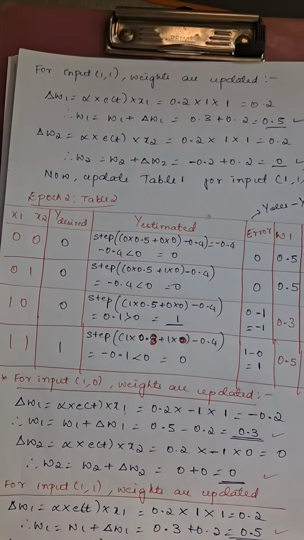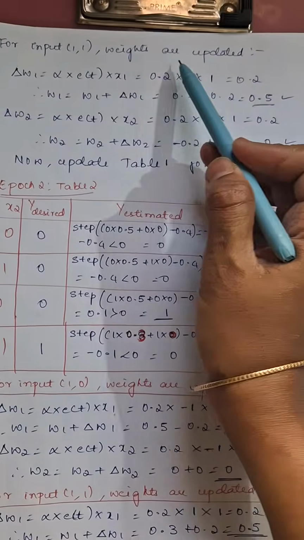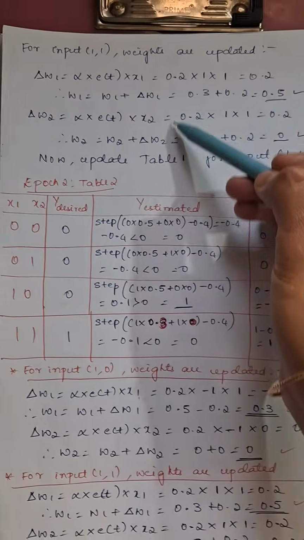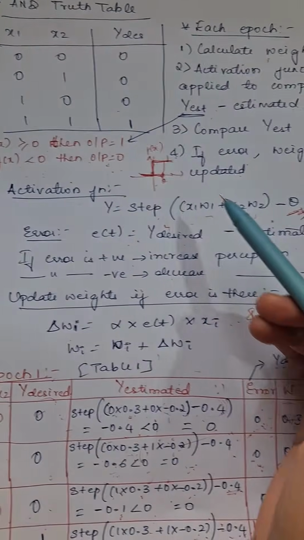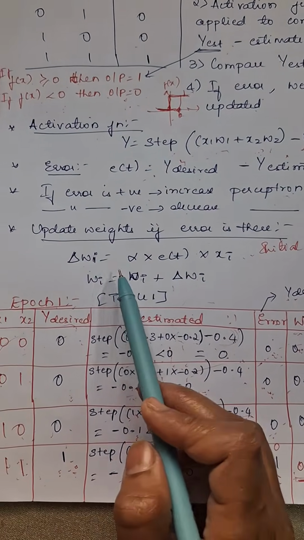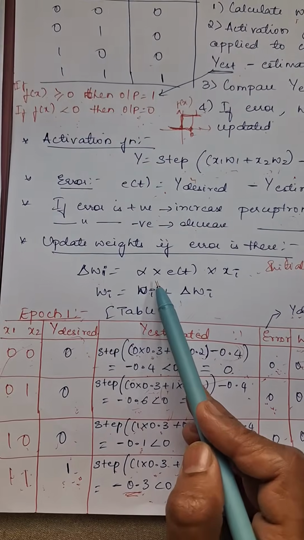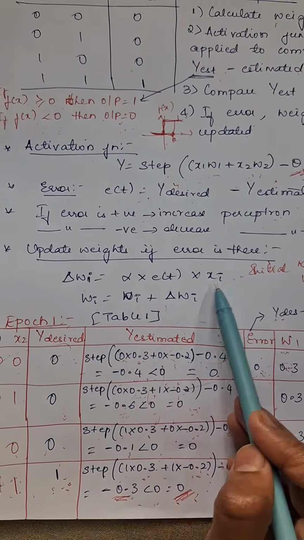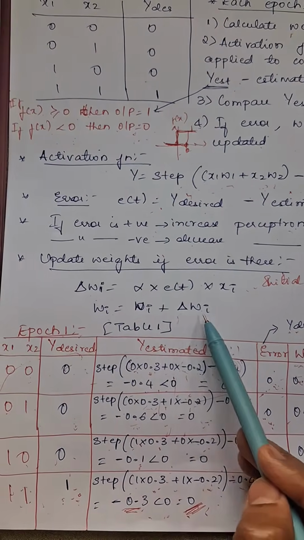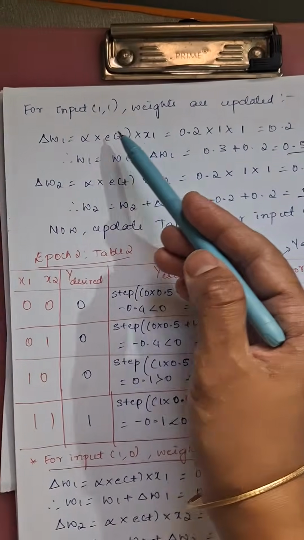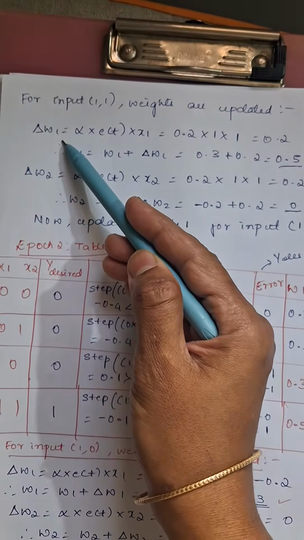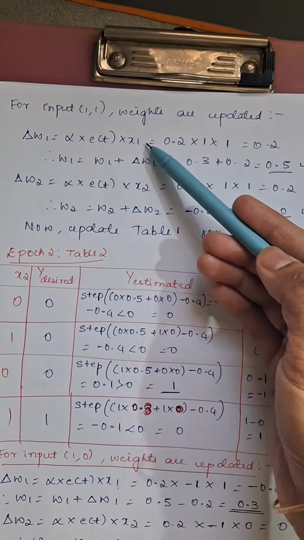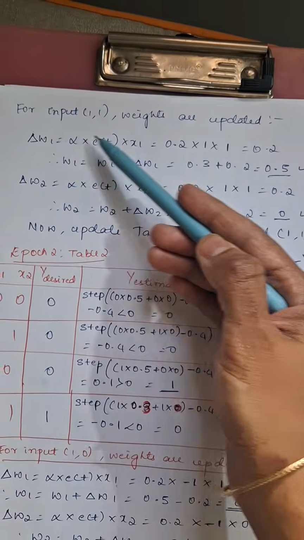Okay. So write down for the input 1, 1, the weights are updated as, this is a common formula. Okay. So what was the formula which I just showed you? The updation of weights is delta Wi equal to alpha into error into xi. Then Wi is equal to Wi plus delta Wi. The same thing I am doing here. Delta W1, here i is 1. I will do for the first input. Alpha into E of t into x1.